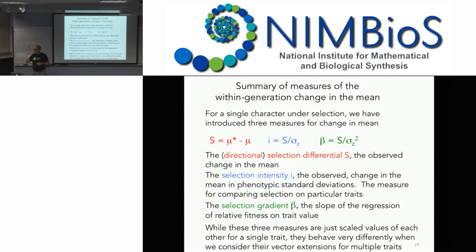Yeah? That's the before selection, that's correct. So the variance in the trait before selection.